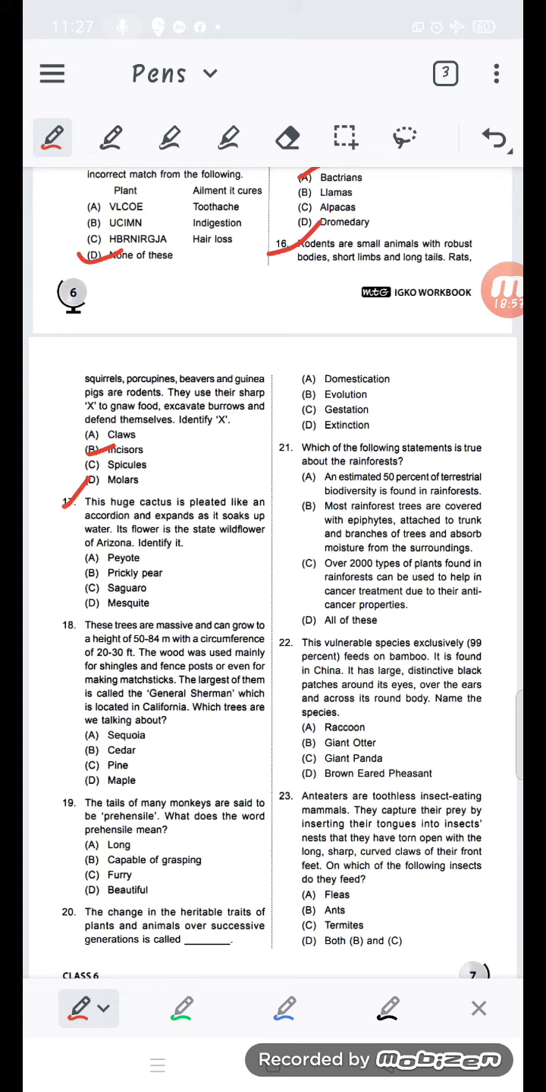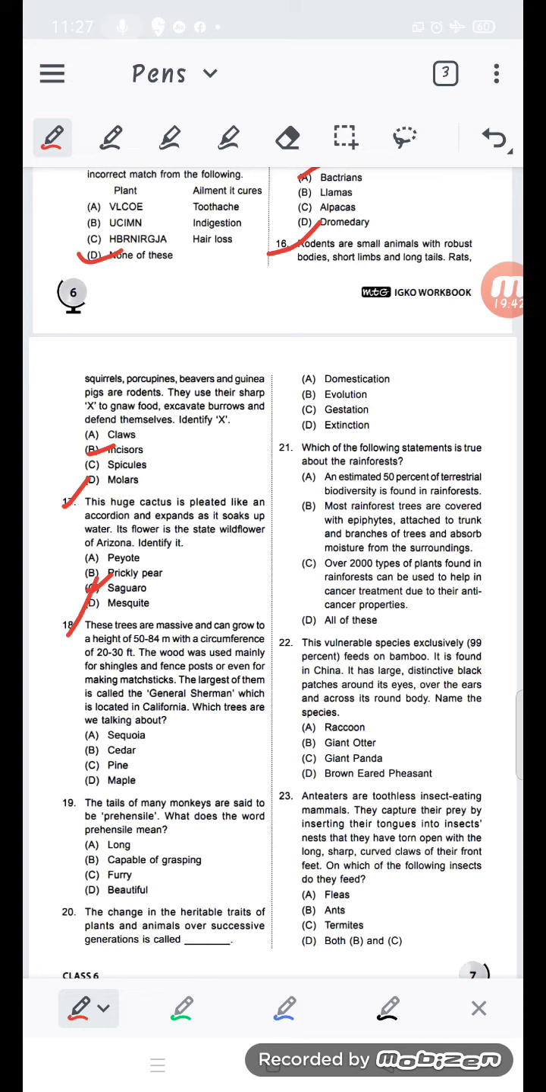Okay, then coming to question number 17. The huge cactus is pleated like an accordion and expands as it soaks up water. Its flower is the state wildflower of Arizona. Identify it. What is the flower known as? Peyote, prickly pear, saguaro and mesquite. So here the answer is saguaro.